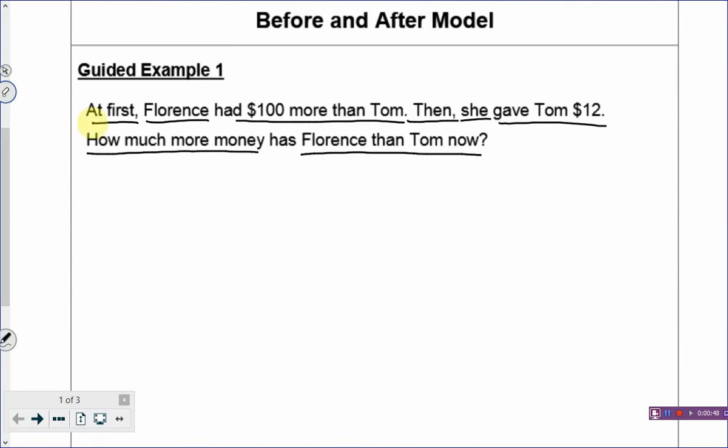So how do you recognize whether it's a before and after problem? Now you can see the words "at first", right? That will be the before. And then you can see the word "now", which is the after. So in between, something happened, which is what we call the change. So what is the change? Florence gave Tom $12, so that is the change. So Florence has less money, Tom has more money.